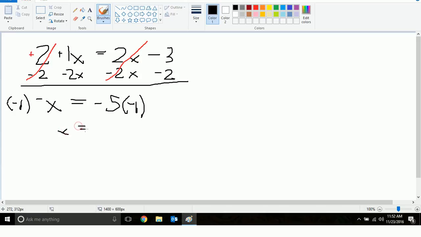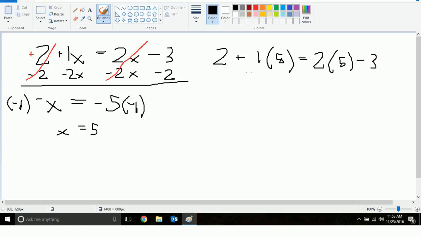Okay, we're going to check it. We're going to plug it into our original equation and make sure that it works. Okay, so our original equation is up here. 2 plus 1 times 5 equals 2 times 5 minus 3. Oh, my handwriting's getting pretty awful. We're going to make sure this balances.